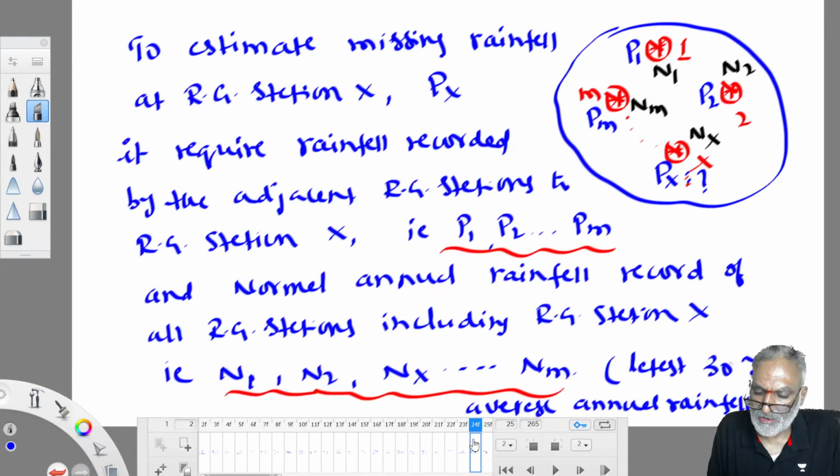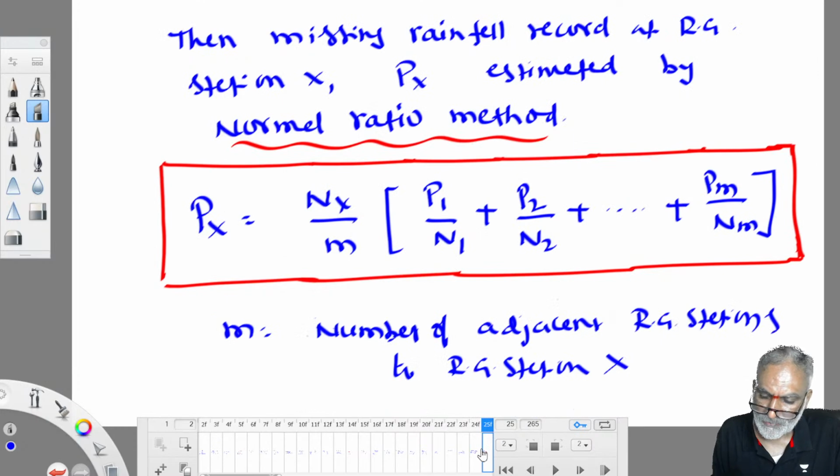Station X was missed in recording rainfall data. That data is to be found out. For that purpose, you require P data and N data. N data is the normal annual rainfall record. P data is the rainfall record recorded by the existing rain gauge stations during the period Station X was missed in recording the rainfall data.